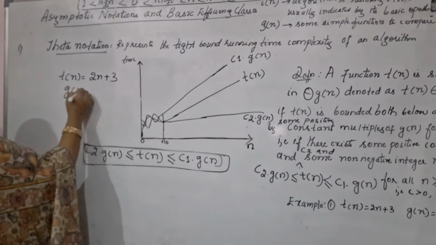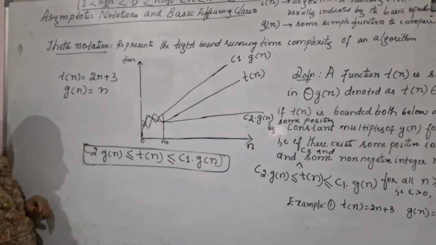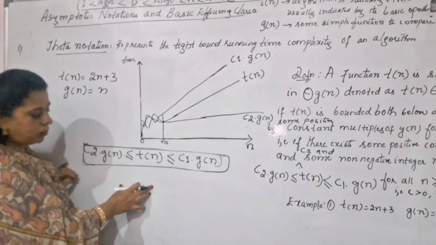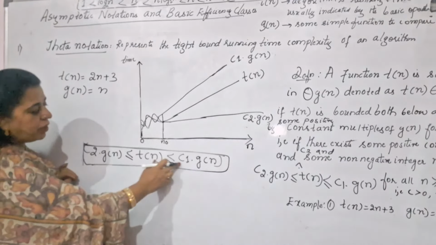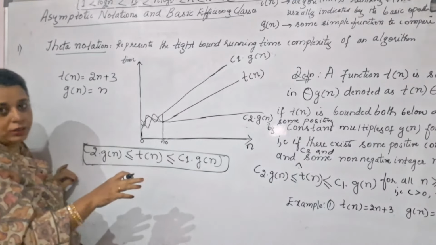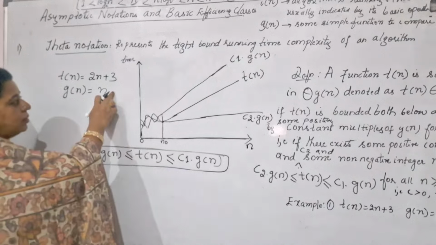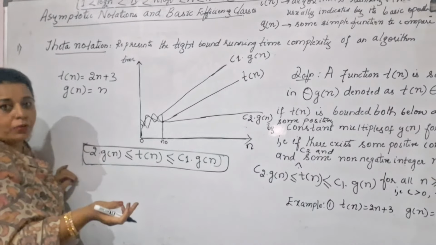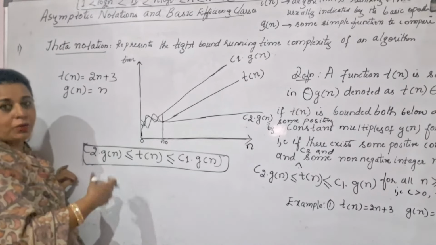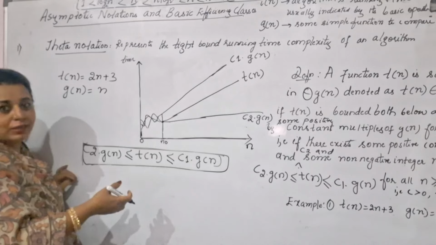Given is g of n, which is n. Now here this is the equation for the theta notation. c2 and c1 we need to find out. In this case there are two constants. Since we have already worked with this example only for the upper bound and lower bound, it is easy for us to immediately set the values for c1 and c2.